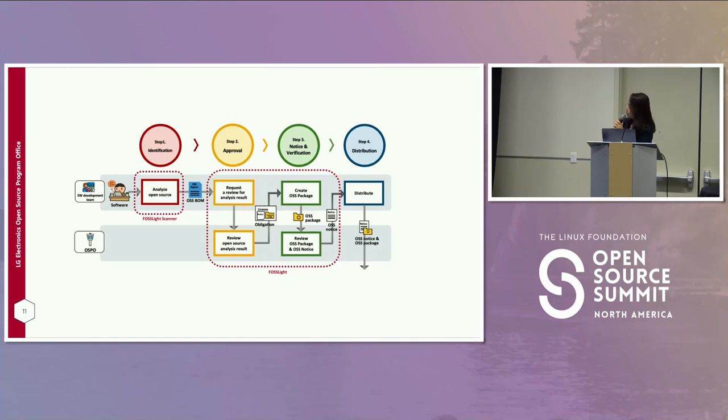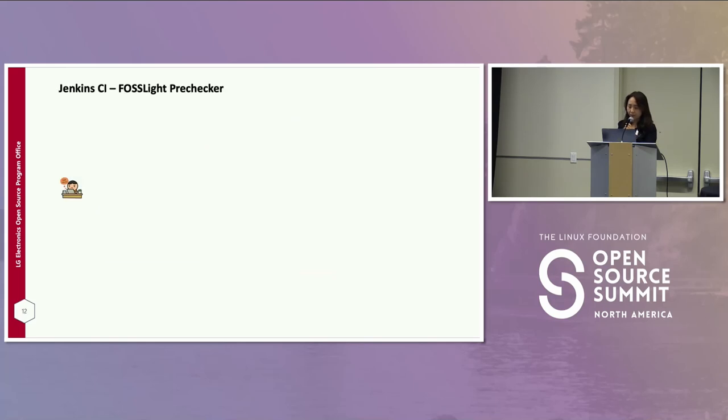For example, opensource.az.com. That's done. And this allows customers to view the open source components used at opensource.az.com. This is the process of open source compliance, and we automate it using FOSSLight scanner and FOSSLight Hub.